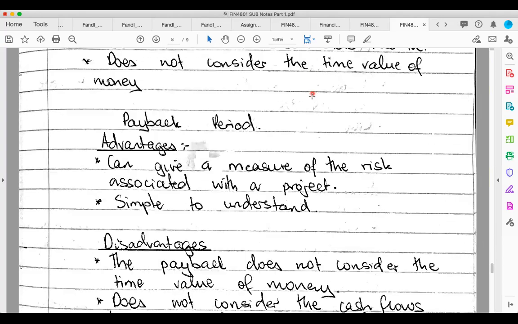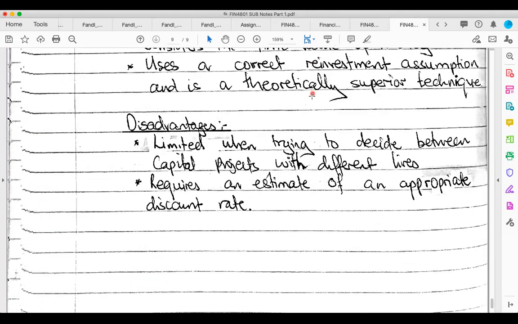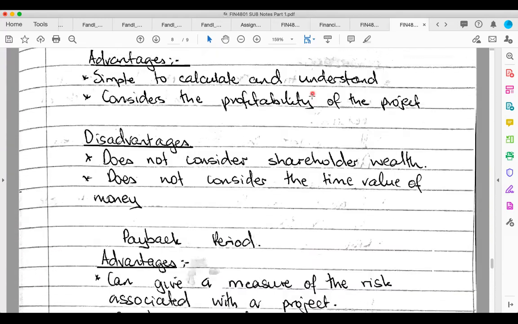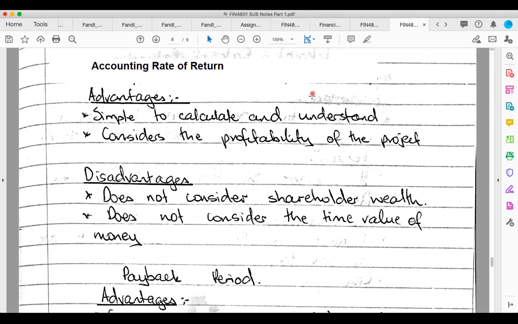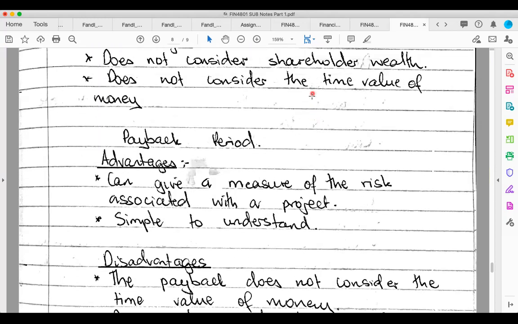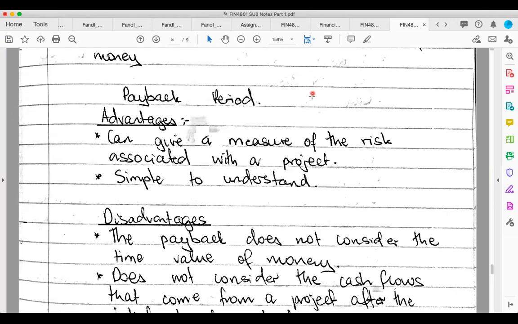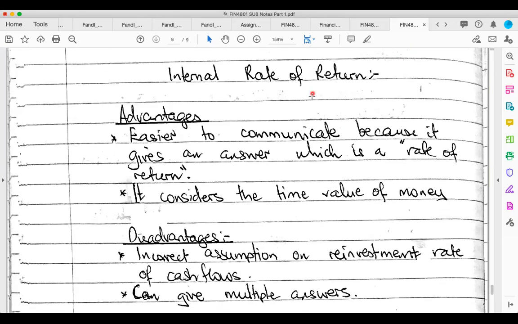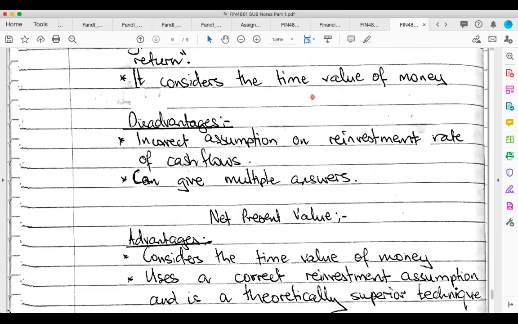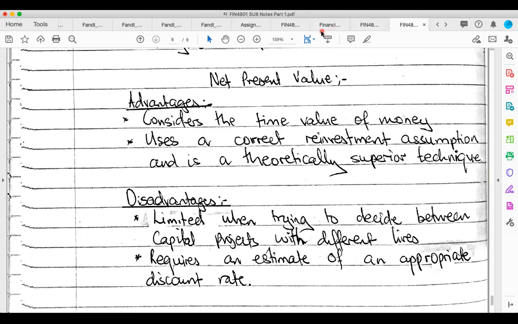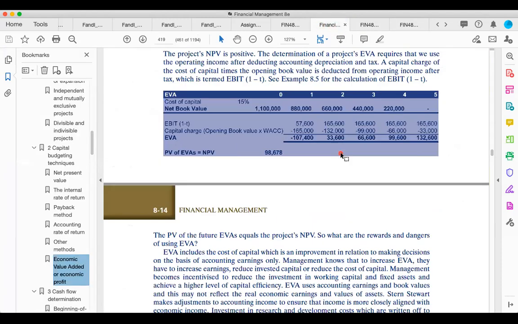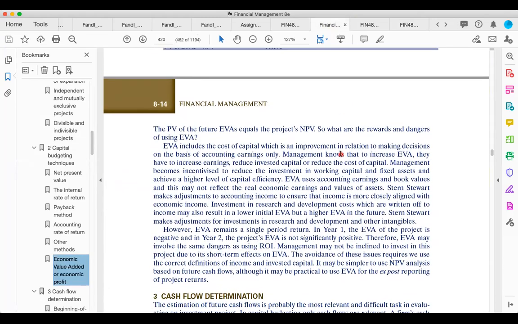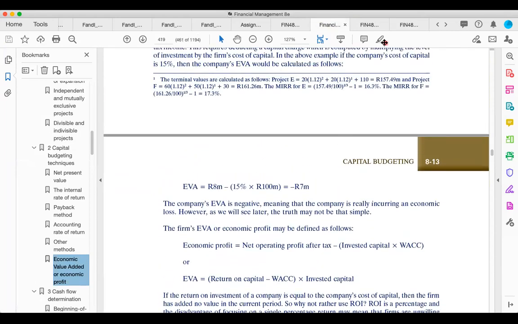You can go through these advantages and disadvantages, and you can even read more around these. You need to make sure you know the advantages and disadvantages of the different capital budgeting techniques. Okay, so please read up on these. I've just written them in the notes, so you can go through the notes. And you can also read up on them if you read through part 1 and part 2 of chapter 8.